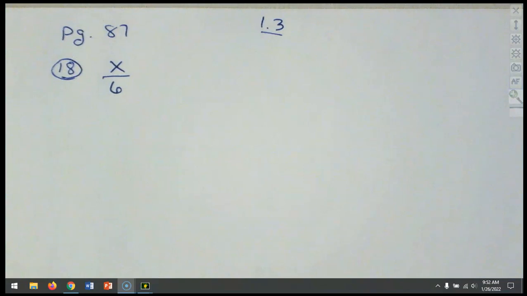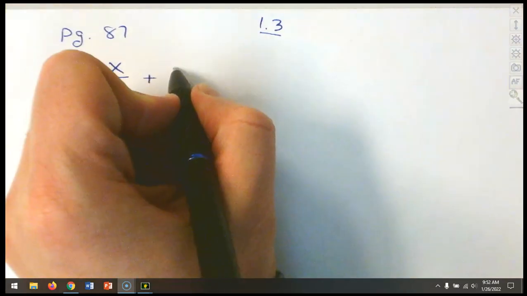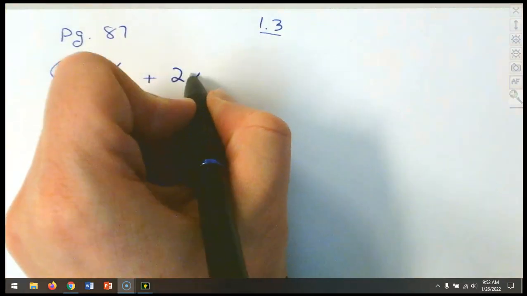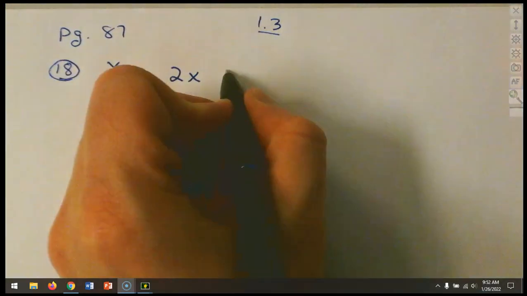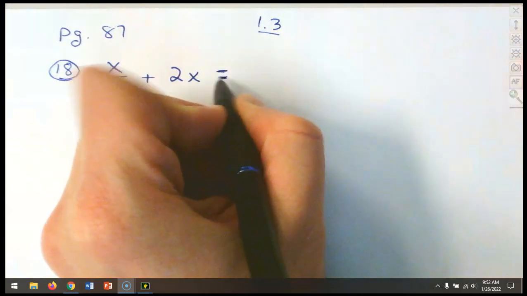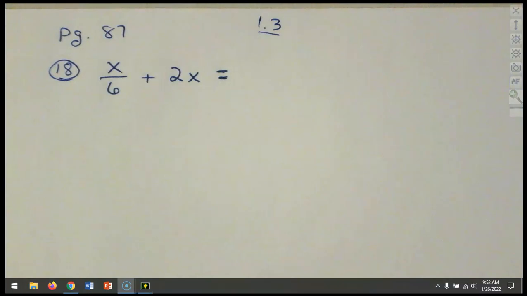Is added to twice the number. So we're going to add, and what are we going to add to that? Twice the number, so that makes it what? 2x. So you've got that. Now, when we say result is, that means we use the equal symbol. And what does it equal? 8 less than the number.